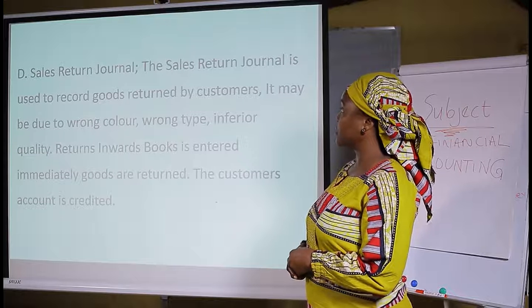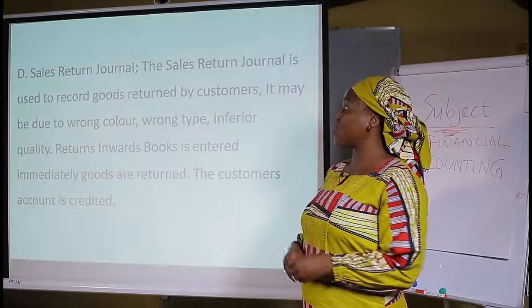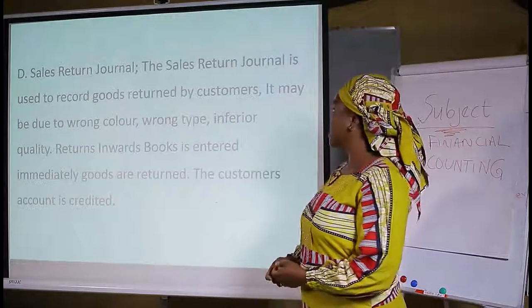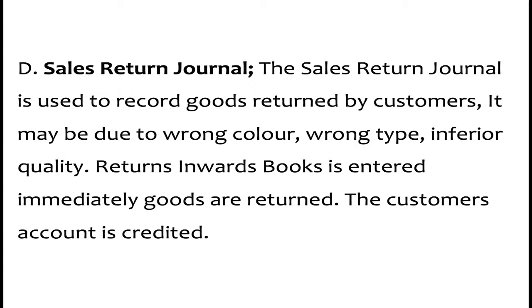Sales return journal. The sales return journal is used to record goods returned by customers. It may be due to wrong color, wrong size, inferior quality. Return inward book is entered immediately goods are returned. Immediately these goods are returned due to inferior quality, or due to anything that is wrong with the goods, you immediately open an account on sales return journal, and the customer's account is immediately credited with the new goods or with the amount paid for.